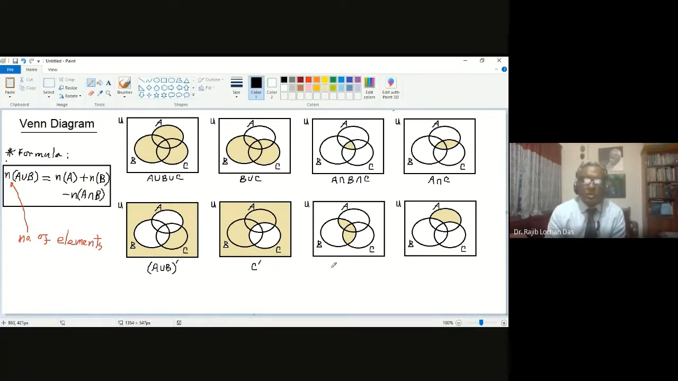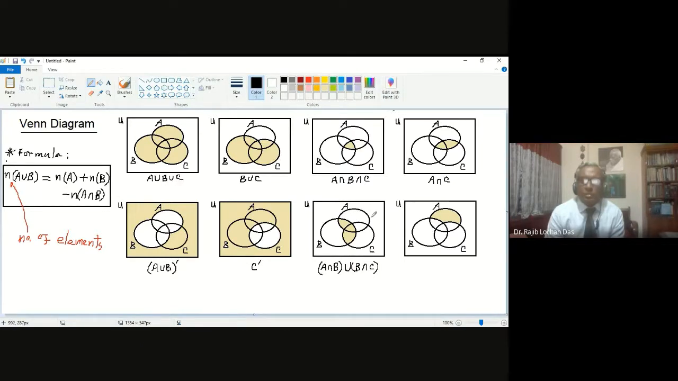And this one is A intersection B, which is one small part, and B intersection C is another small part. These two parts are combined together, so it is union. It is union in between. So A intersection B union B intersection C. This will be the answer.